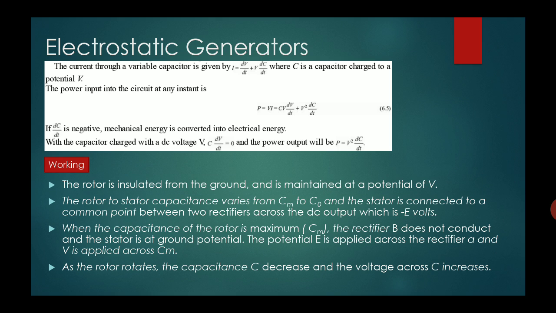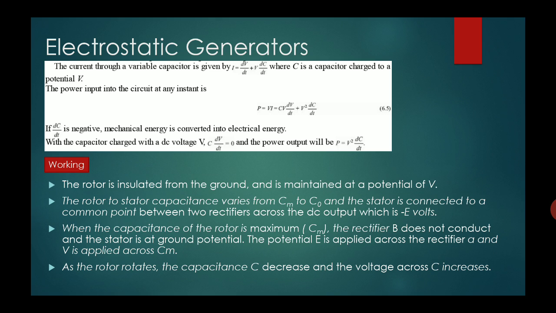The current through the variable capacitor is given by I = C dV/dt + V dC/dt, where C is the capacitor charged to the potential V. Why do we have this expression V dC/dt? Because the capacitor here is not constant but variable.